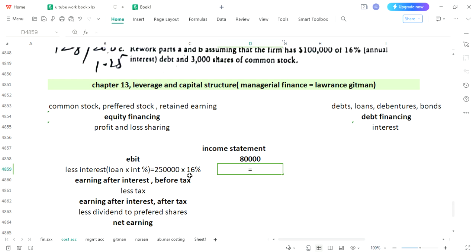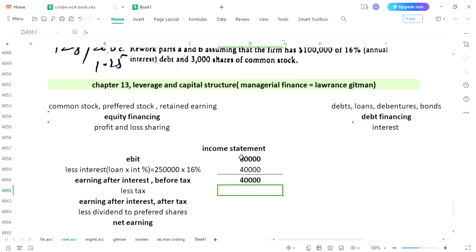Now please follow this statement. You need to calculate 16% of 250,000. So you will multiply it with 16 and divide it by 100. You have got your amount of interest. And now it's time to calculate earning after interest, which is actually the difference between amount of interest and EBIT. Your EBIT is 80,000 and please note it down. When you will subtract interest, you will get earning after interest. So earning before interest was 80,000 and you need to subtract your amount of interest 40,000. This way you have got your earning after interest.